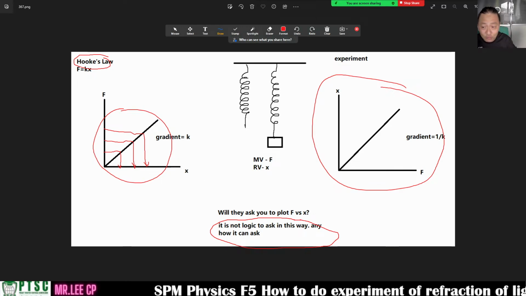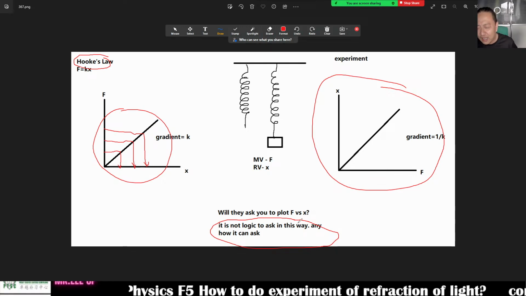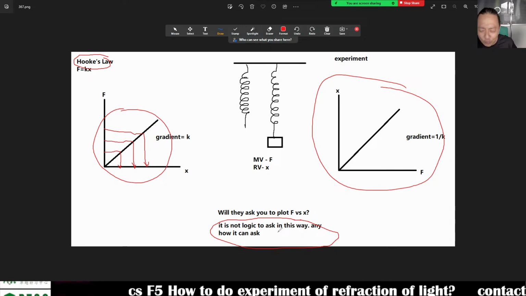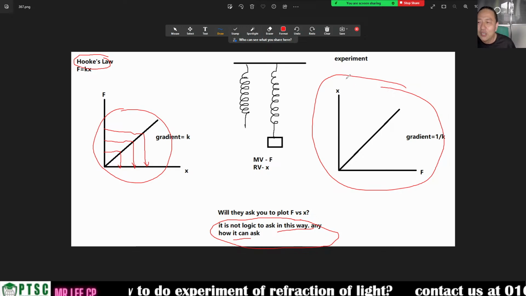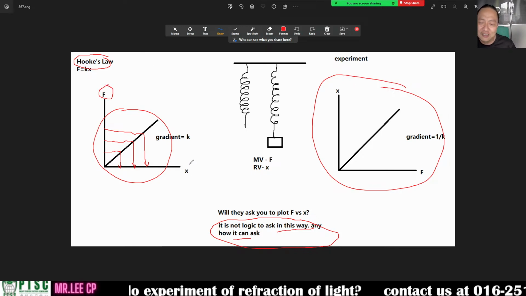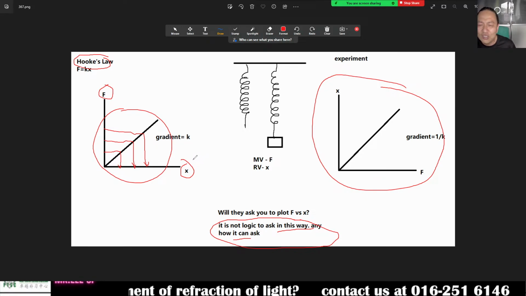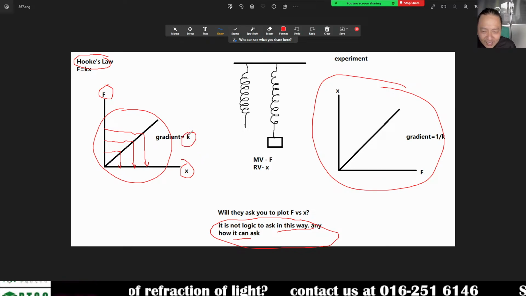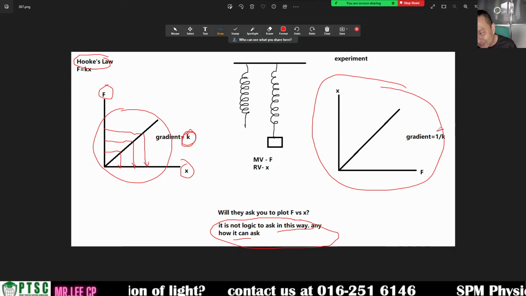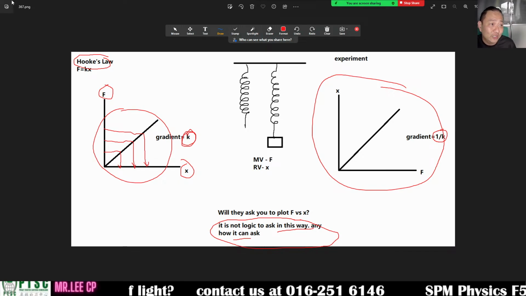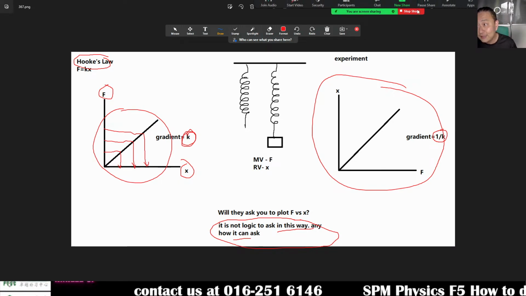just now in the group, some of you asked me, Cikgu, what about sine I over sine R? Logically, they will not ask you that way. It is not logical to ask you, plot F versus X. Ayo, susah lah. I know you want to find the K. I know, the K will be cantik. But logically, we are going to do it this way. Get it?